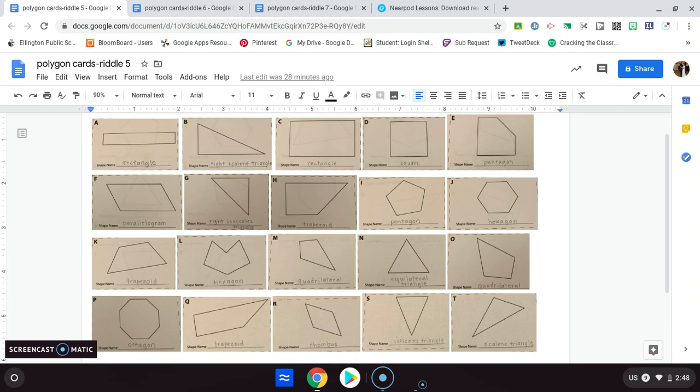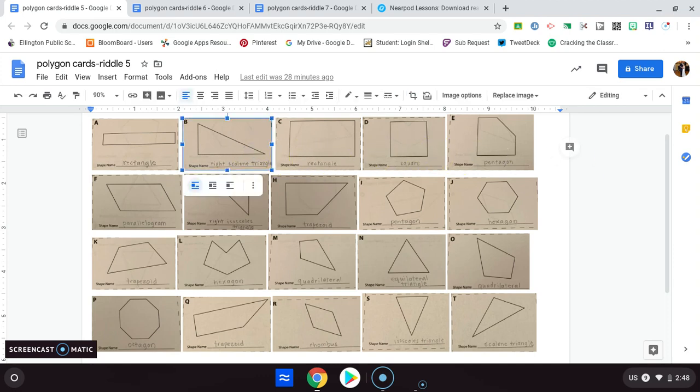Okay, so we have to get rid of anything that has 3. So we're getting rid of all of our triangles. So I'm going to go through and find all my triangles and get rid of them.